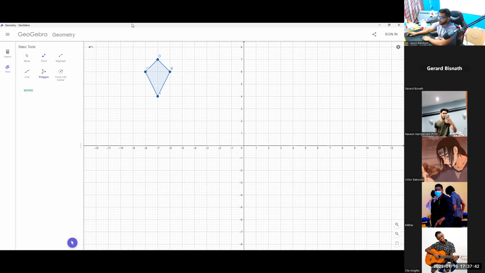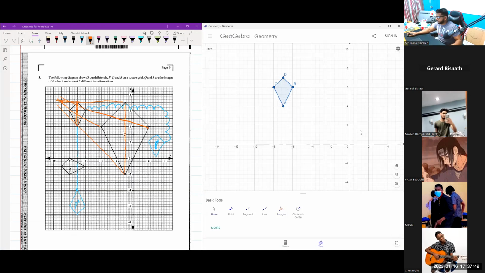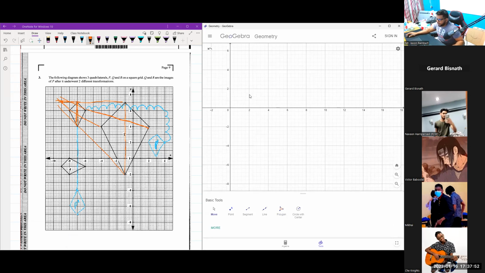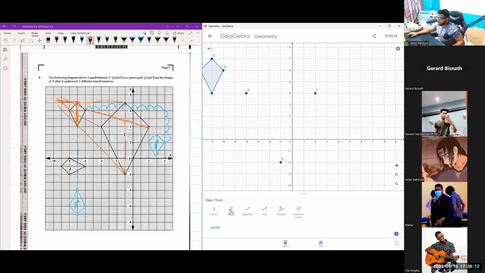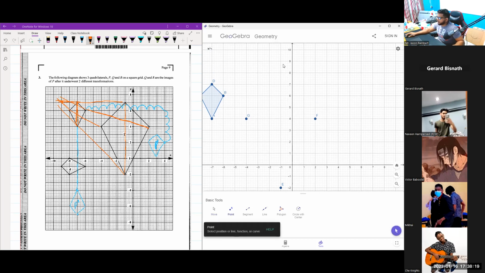And then the next ones would have been (-1, 2), (-1, -2), then (2, 4), then (-4, 4), then (-1, 7). Sorry, (-1, 7). Connect them up here.